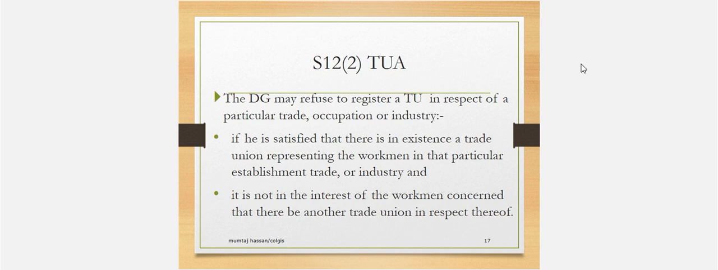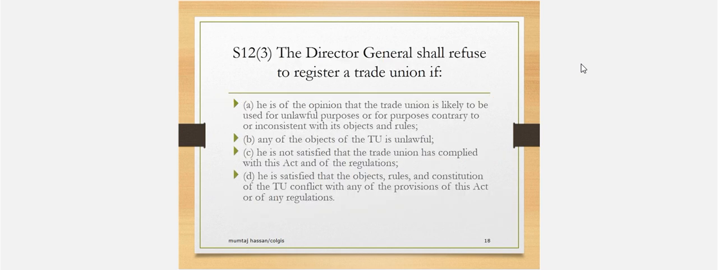So how may the Director General refuse? First is that, if he's satisfied that there's a trade union representing the particular group, he can refuse, or he says that the particular trade union is not for the interest of the workmen, and that there's another trade union in respect of that. This is the first one that was already explained.